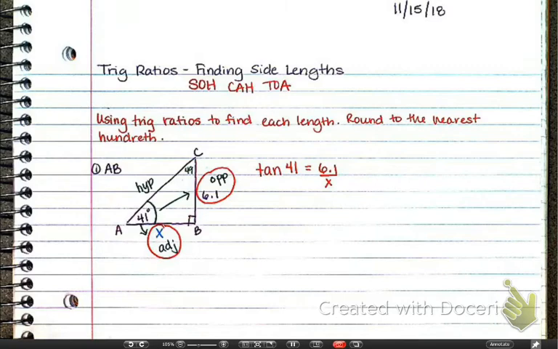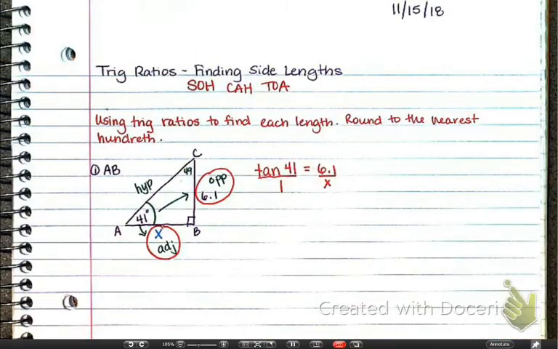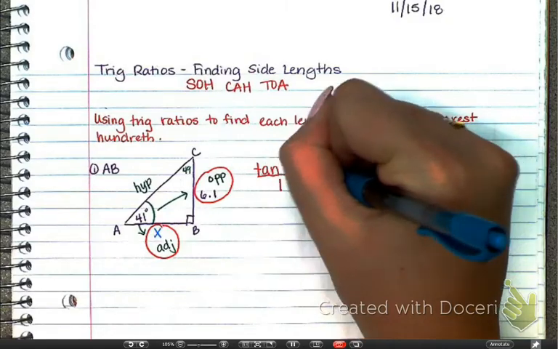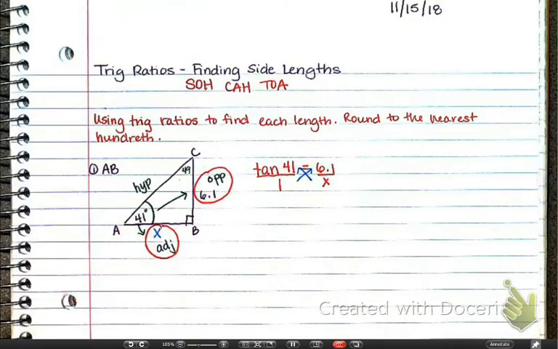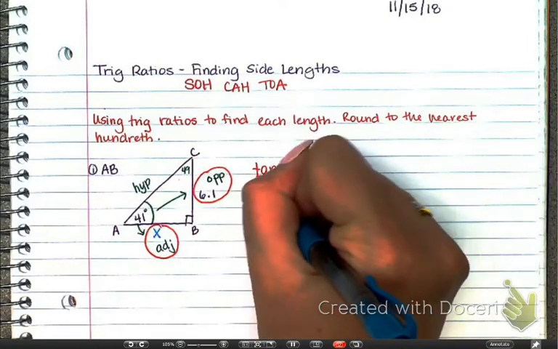Okay, so let me add something. What if I added that 1 underneath? Layla said it. What does this look like now? A proportion. And how do we solve proportions? We cross multiply, right? Okay, so we're going to multiply across. So 1 times 6.1 is 6.1.